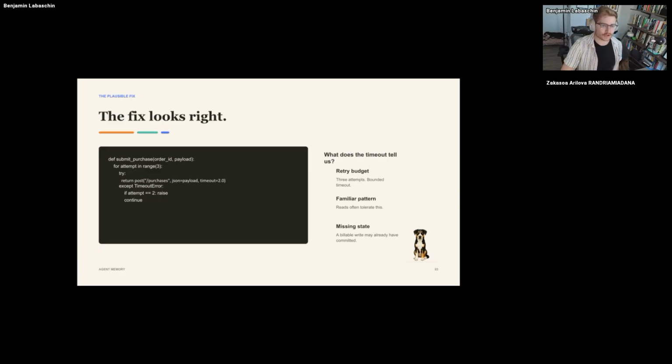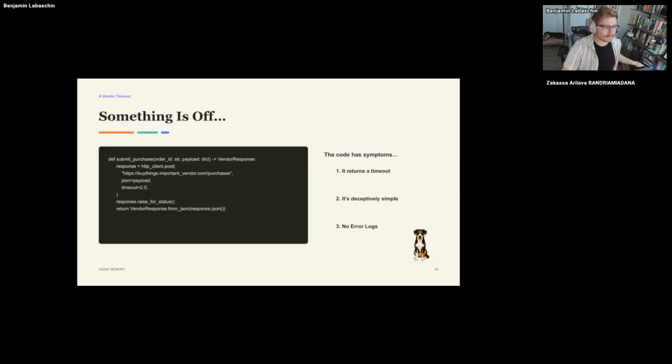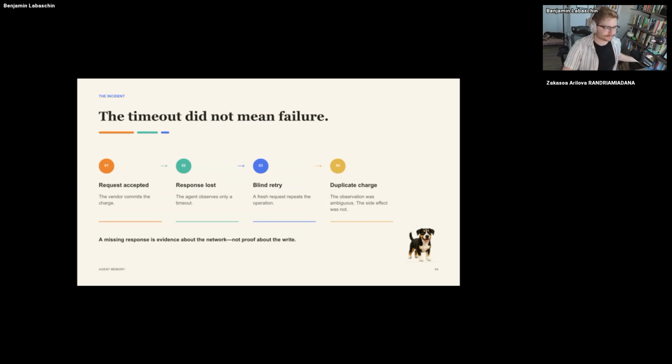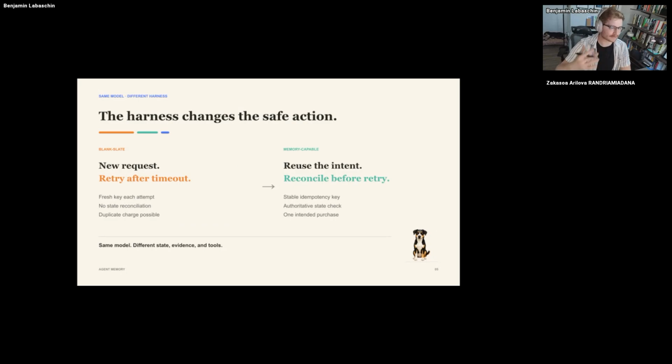That's a problem. So this turns one problem into many problems. It turns out the timeout didn't mean failure. The request was accepted, the response was lost, you made blind retries, and then you got duplicate charges. That's what the agent did. And that's a problem. So why did this happen? It happened because the agent didn't have enough context to provide you with the right solution, the correct solution.